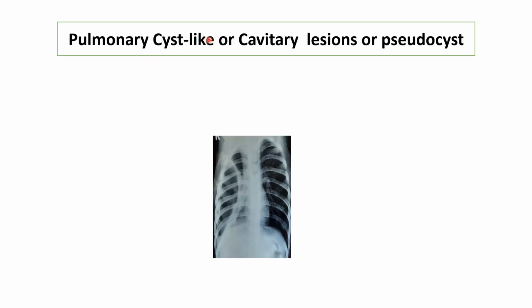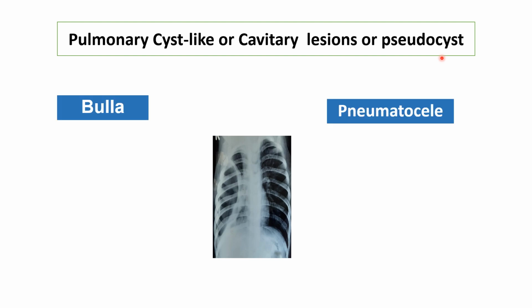Pulmonary cavity lesions are also known as cyst-like lesions, or we can use the terminology pseudocyst, bulla, and pneumatocyst. So what are the various pulmonary cavity lesions? It can be bulla, it can be pneumatocyst, or it can be any other cavity, or sometimes whenever there are multiple cavities that fit the criteria of honeycombing, it is also one of the cavitary lesions.